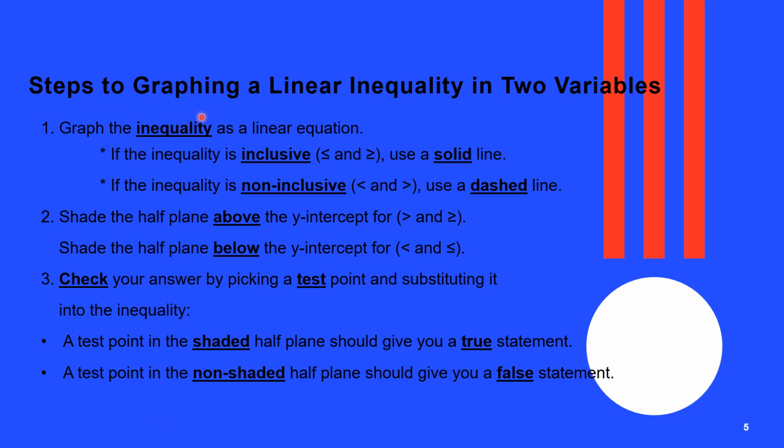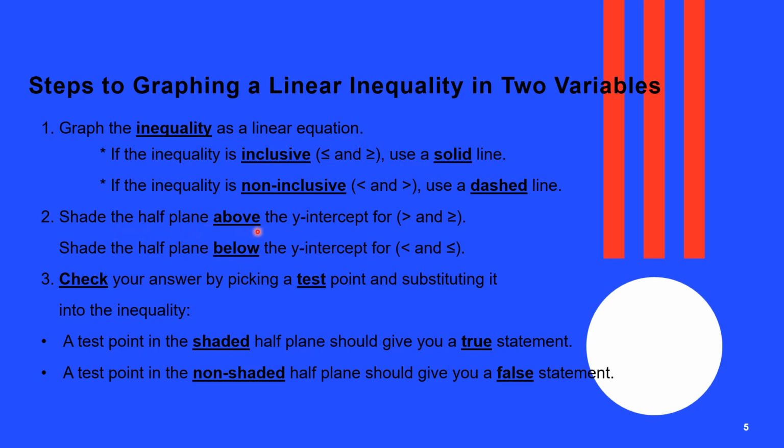Here are the steps to graphing a linear inequality in two variables. First, graph the inequality as a linear equation. If the inequality is inclusive, that is less than or equal or greater than or equal, use a solid line. If the inequality is non-inclusive, that is less than or greater than, use a dashed line.